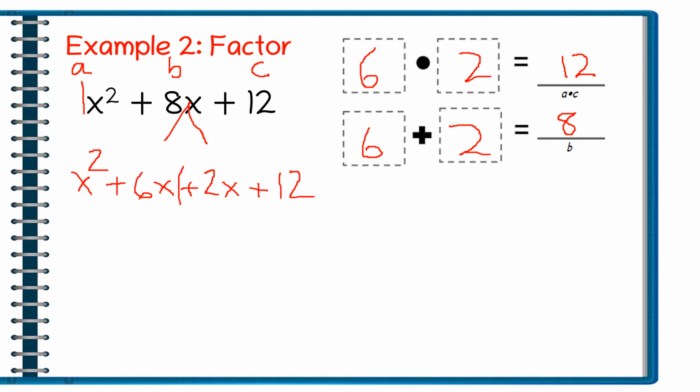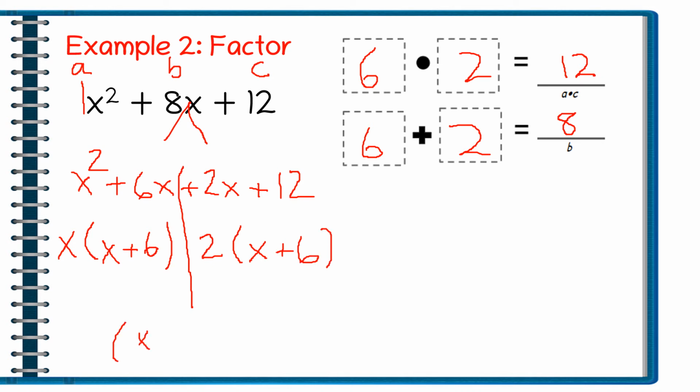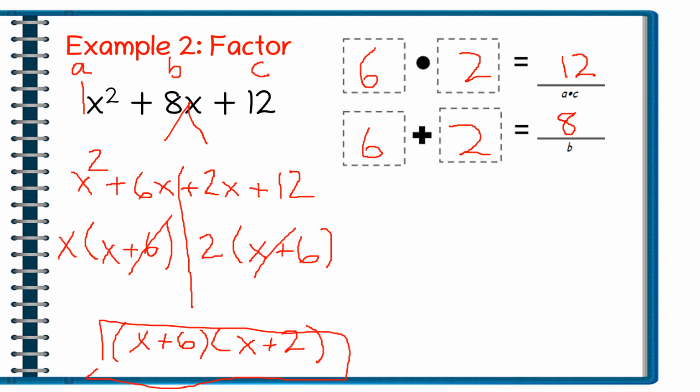Now that I have 4 terms, I can break this in half. The GCF for this is x, and when I divide, I get x plus 6. The GCF for these 2 terms is 2. 2x divided by 2 is x, and 12 divided by 2 is 6. So they both have x plus 6 in common. And when you factor that out, you're left with x plus 2. So when you multiply these together, you're going to get exactly what you started with.